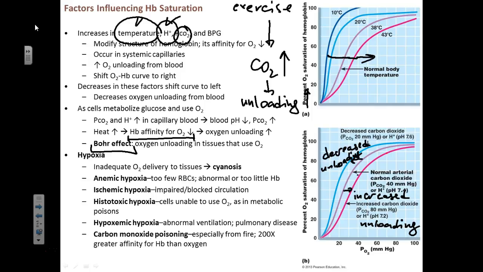This is called the Bohr effect. When oxygen unloading increases in the tissues that actively use oxygen. Does that make sense? The more a certain tissue uses oxygen, the more it produces those metabolic factors that increase oxygen unloading from the blood.